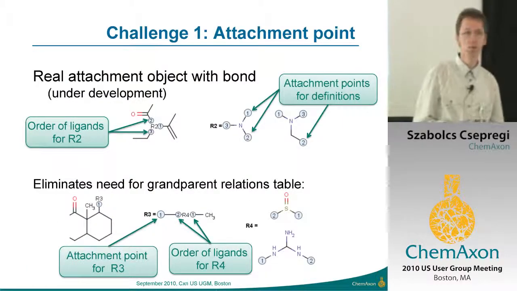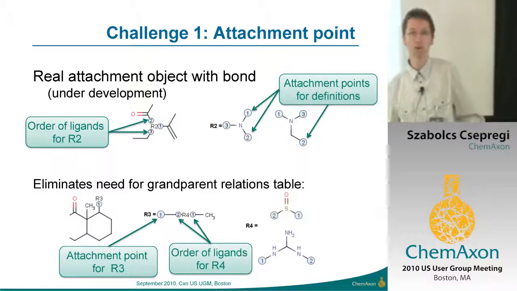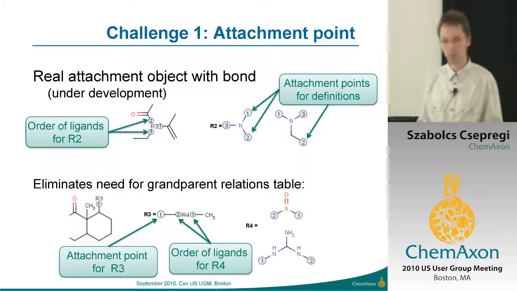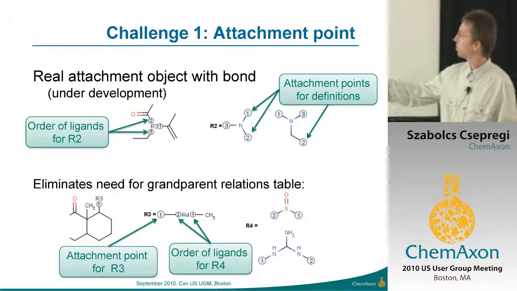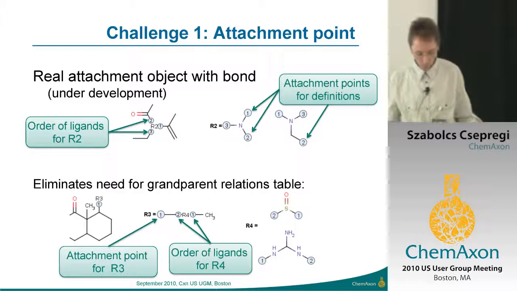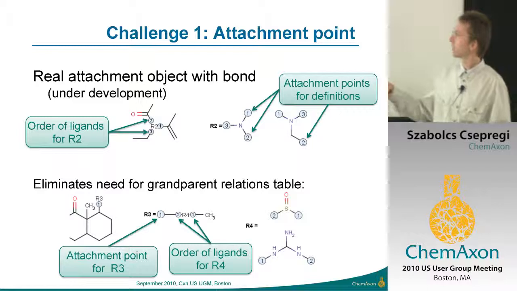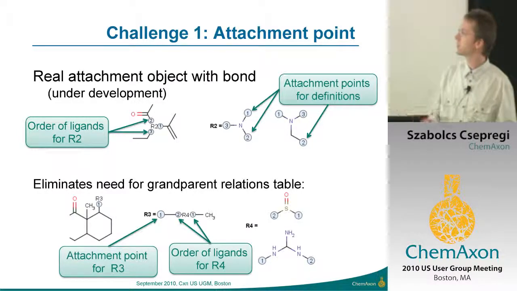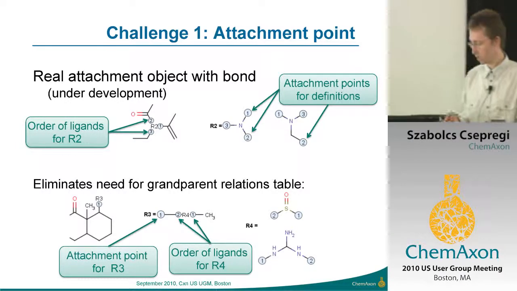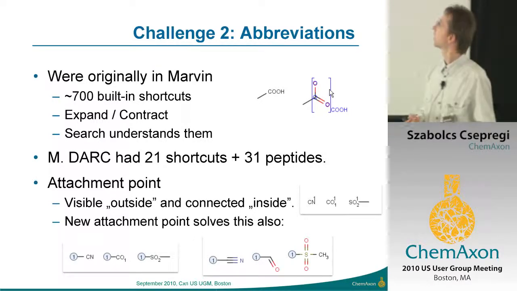So we decided to create a new representation for attachment points. And nicely, it also solved the problem of the grandparent relations, because the connection between the grandparent and the grandchildren can be described very easily locally, so we don't need to go up and back in the representation.